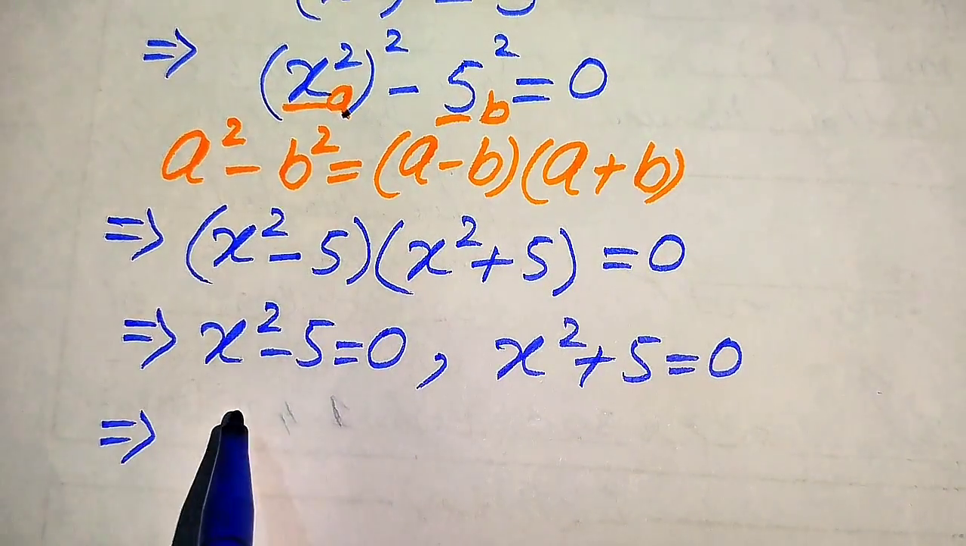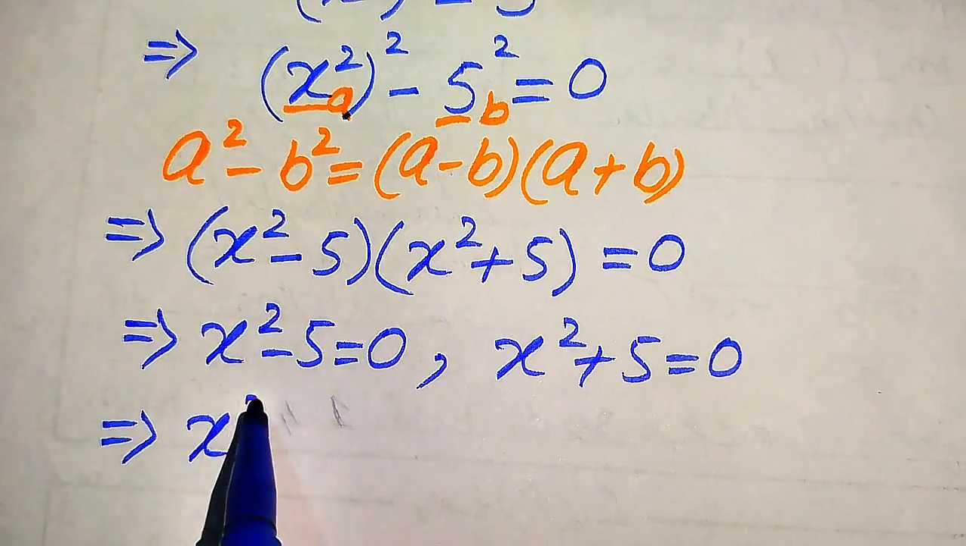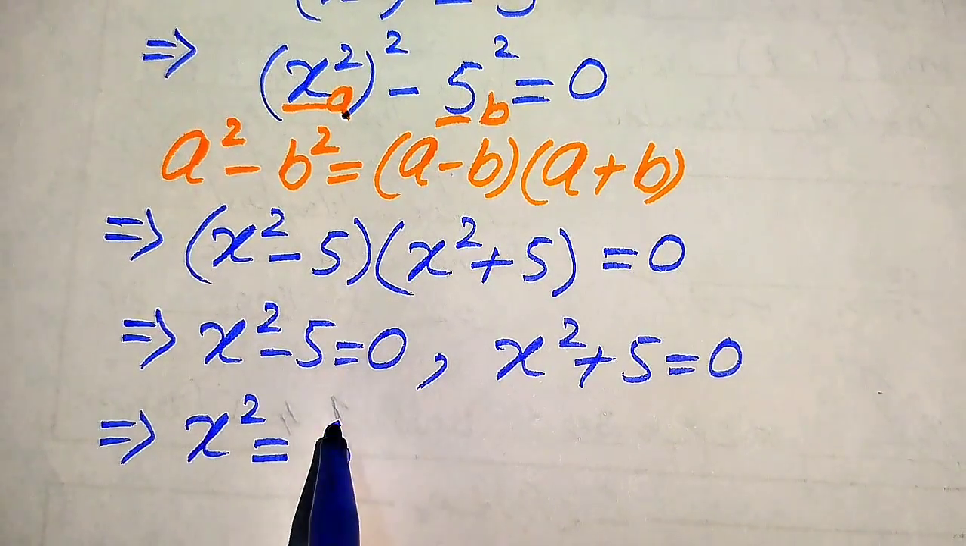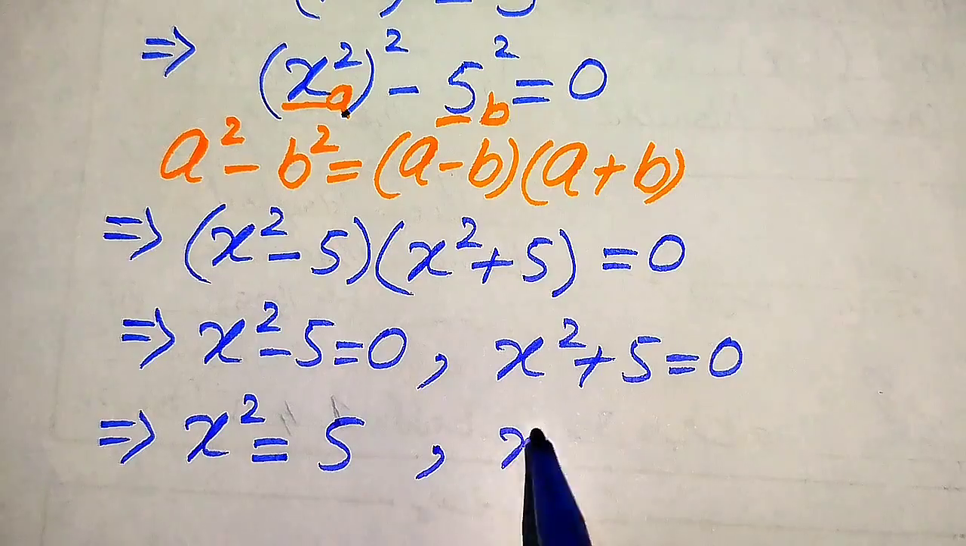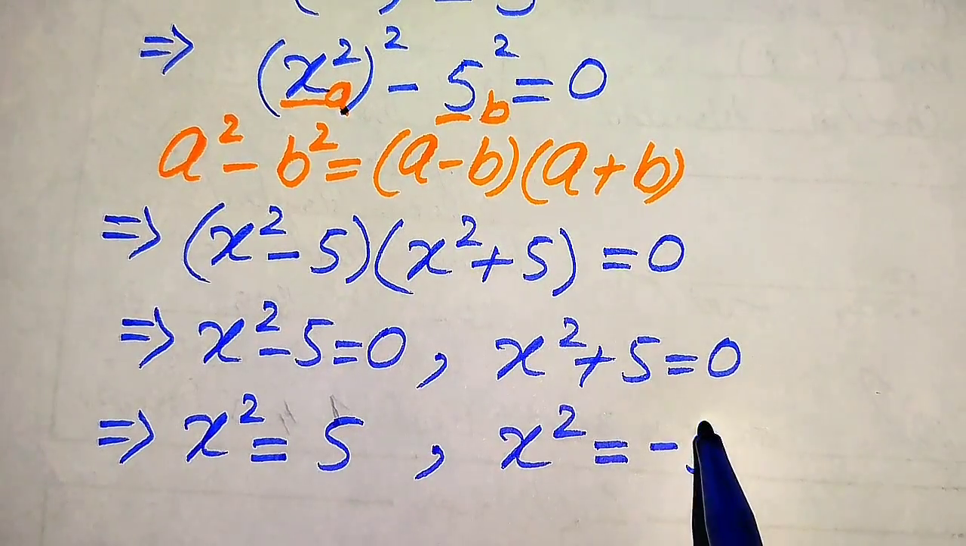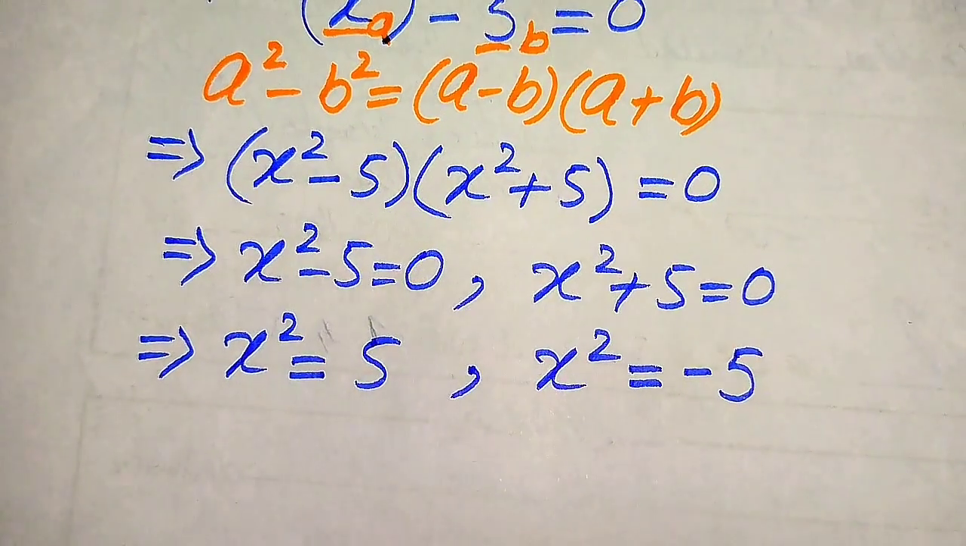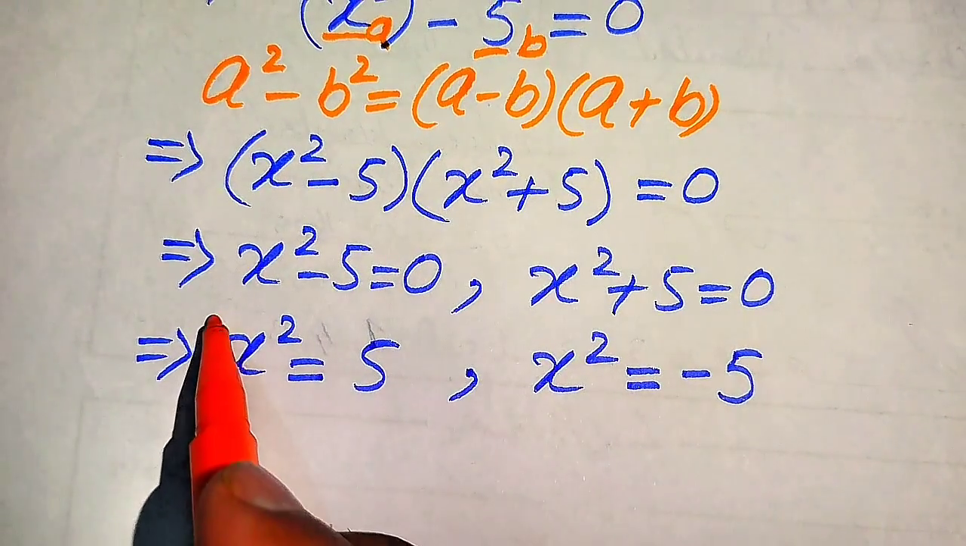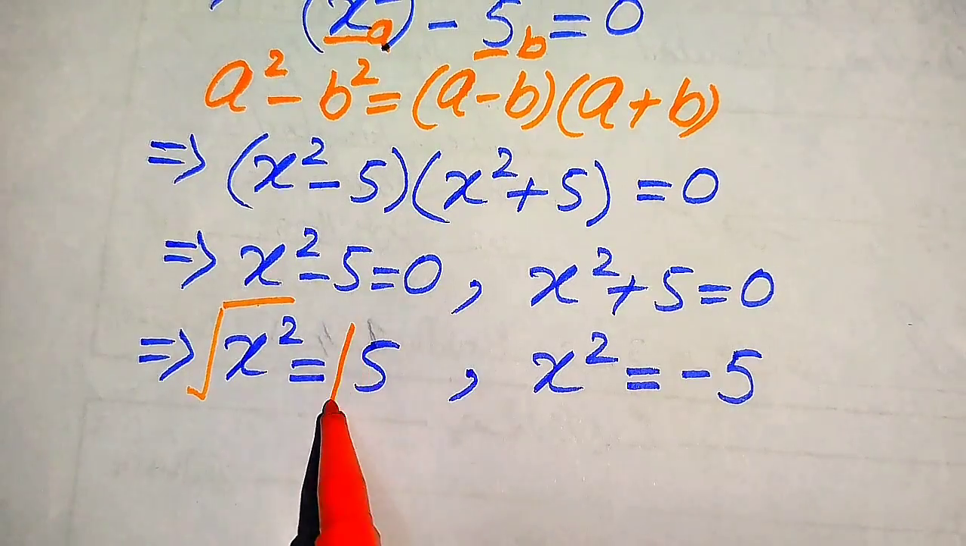So from this case, we easily get the value of x square is equal to 5, and from here we again move this plus 5 to the right hand side, and it becomes minus 5. So in order to find the values of x in both of these cases, we will take the square root on both of the sides in this form.